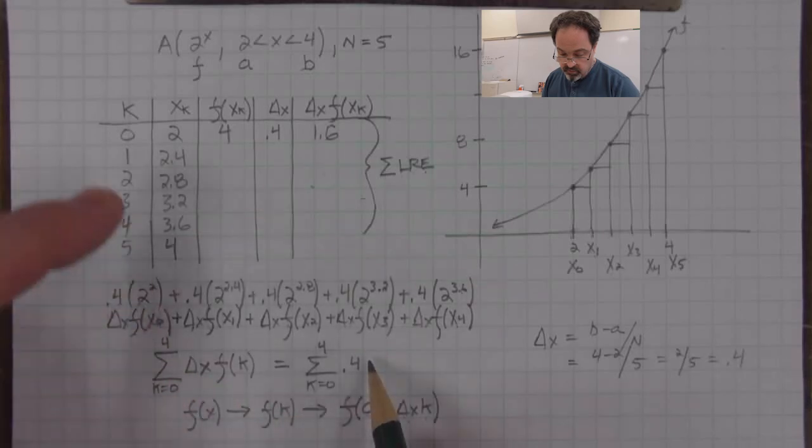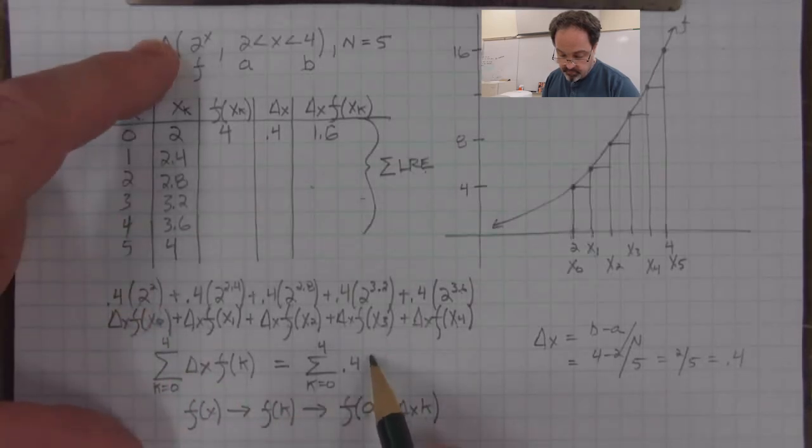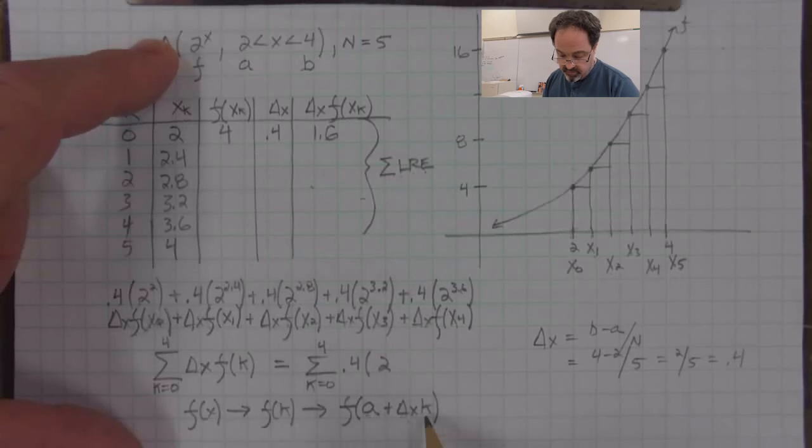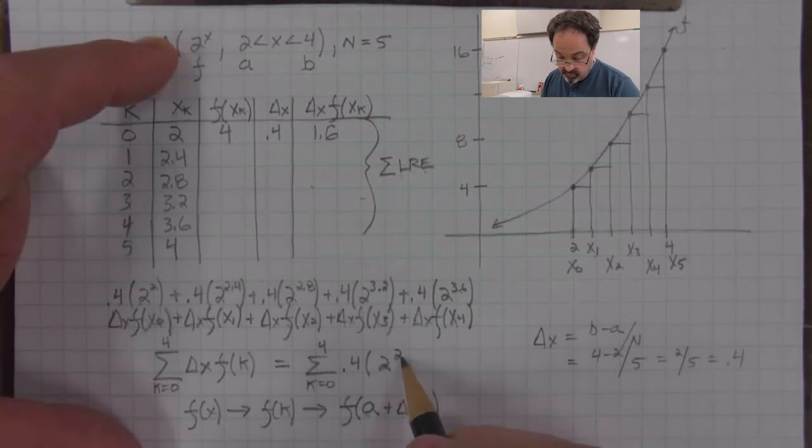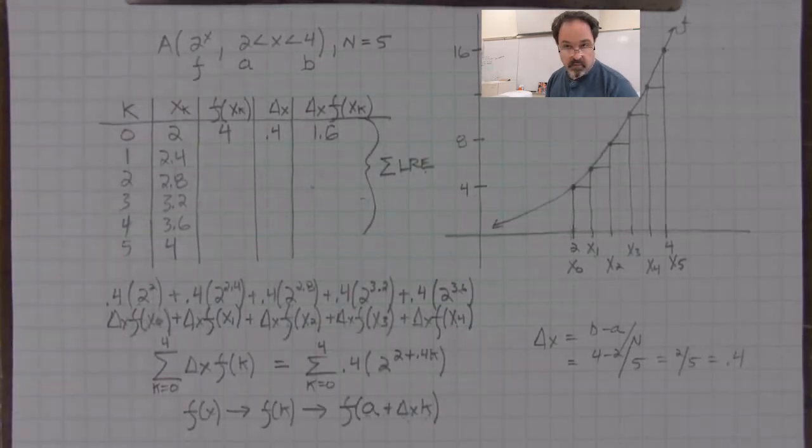In this example, the function is 2 times the input. And the input is going to be a plus delta x k, or in the exponent, 2 plus 0.4k. Let's check it.